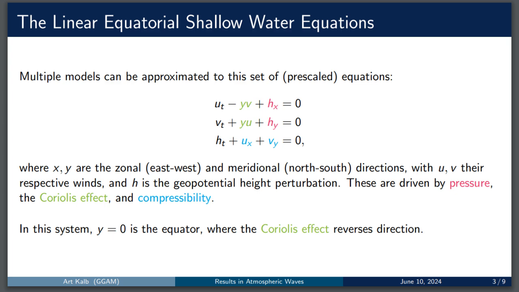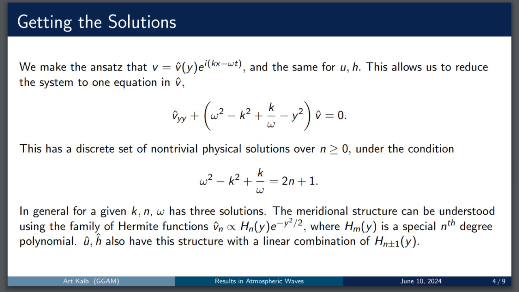To solve this system, we make a plane wave ansatz in the x and t directions for our solutions, which allows for the simplification of the system to the top equation. This equation is the parabolic cylinder equation, which only has non-trivial physical solutions for certain combinations of the frequency omega and the zonal wave number k, described by the lower dispersion relation.